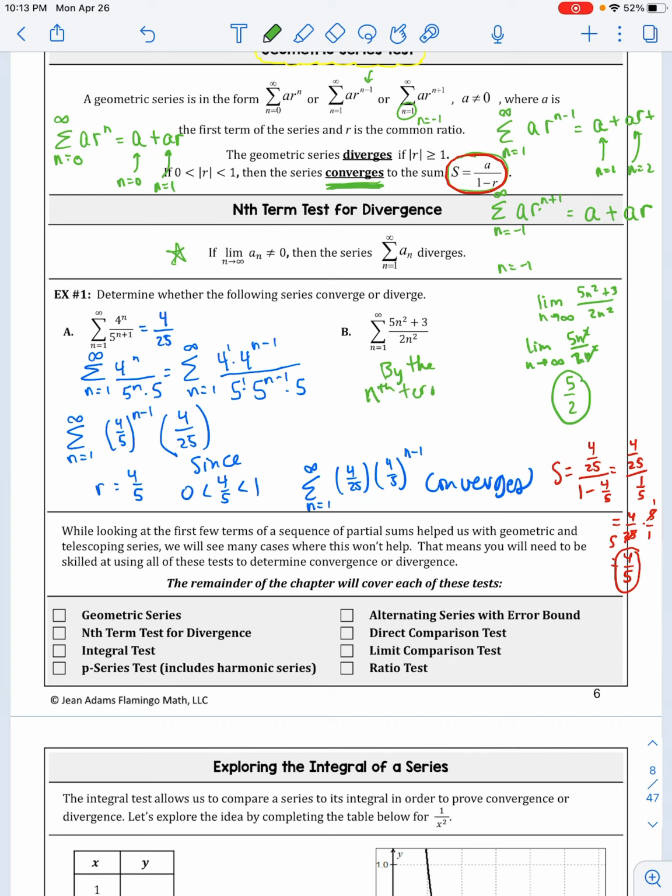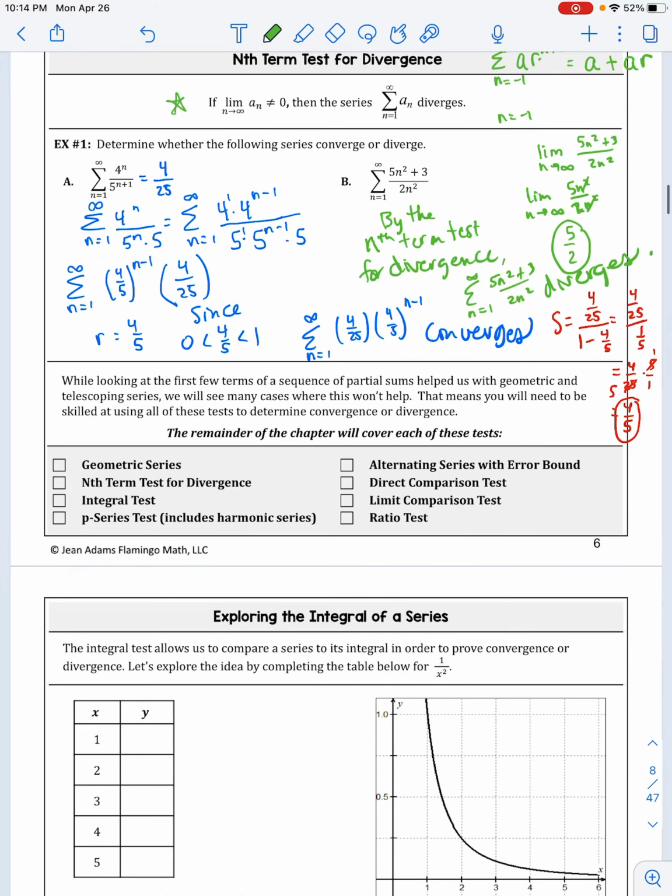That is not 0. Therefore, by the nth term test for divergence, the summation as n goes from 1 to infinity of 5n squared plus 3 over 2n squared diverges.